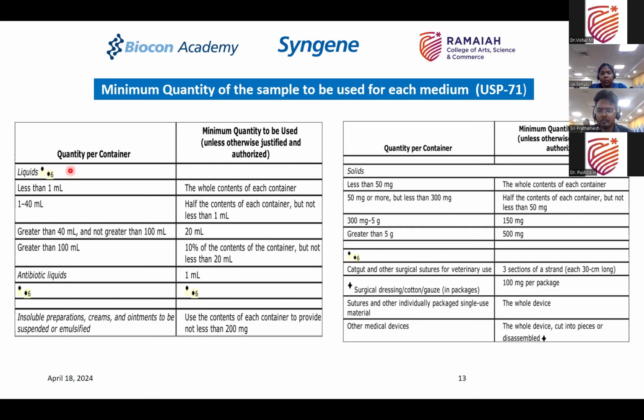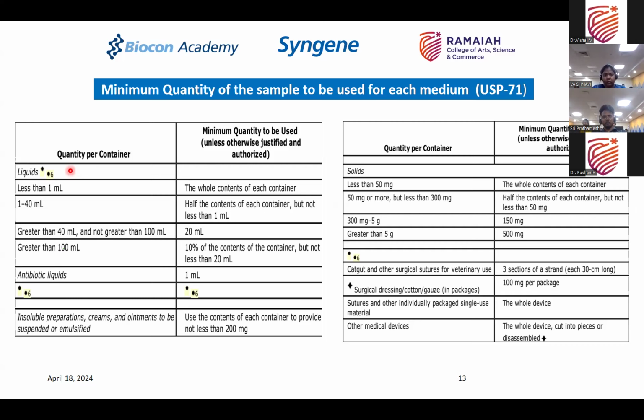So as I was mentioning, if it is in the form of solids less than 50 milligrams, the whole content of the container has to be used. If it is 50 milligrams or more, but less than 300 milligrams, half the content of each container has to be used, but not less than 50 milligrams.